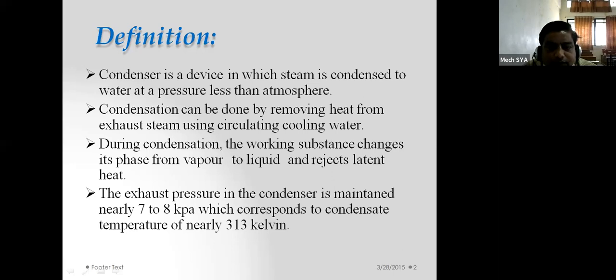The exhaust pressure in the condenser is maintained, as a general suggestion, at nearly 7 to 8 kilopascal. 7 to 8 kilopascal means 0.07 bar or 0.08 bar if you convert into bar, which corresponds to the condensed temperature.